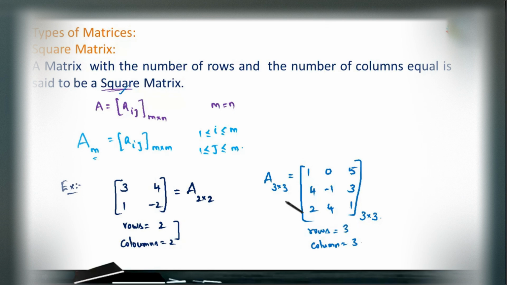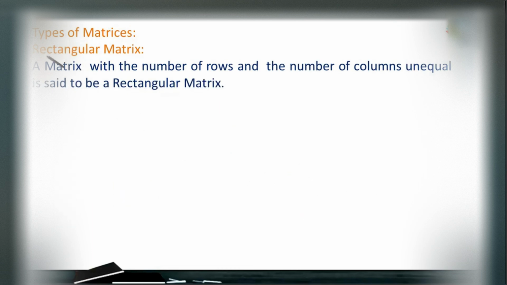As the number of rows is equal to the number of columns, it's a square matrix. Now what happens if the number of rows and number of columns are not equal? Yes, we get a rectangular matrix. A matrix with the number of rows and the number of columns unequal is said to be a rectangular matrix. So a matrix A, which in general form is Aij of order m by n, where m is not equal to n, is said to be a rectangular matrix. The number of rows and the number of columns should be unequal.